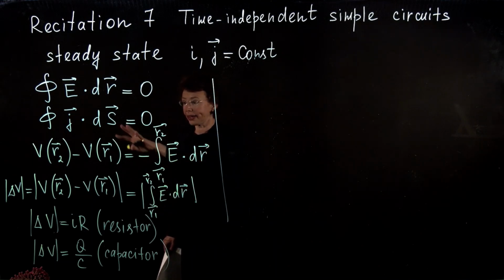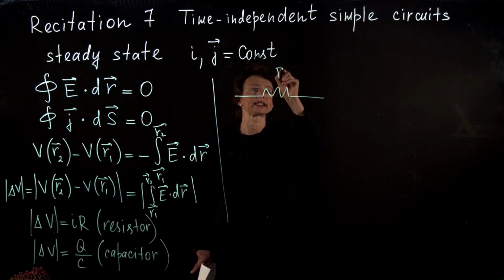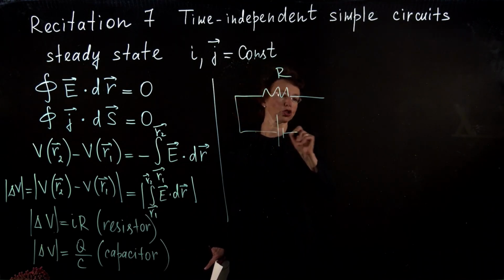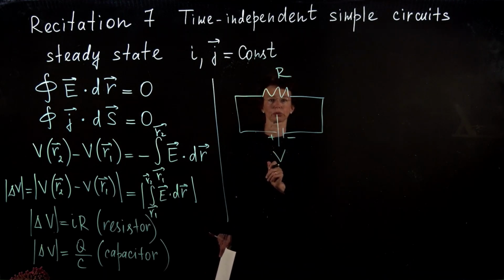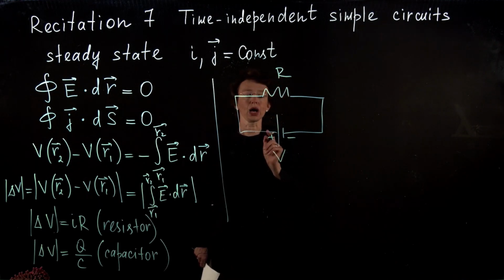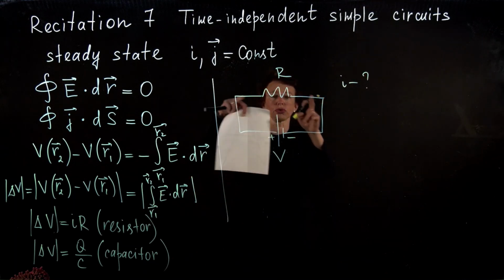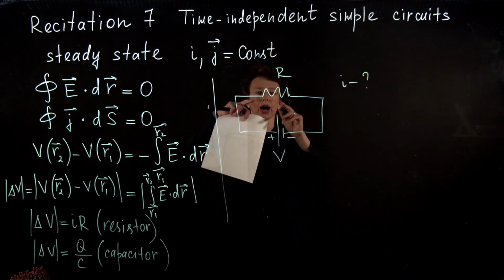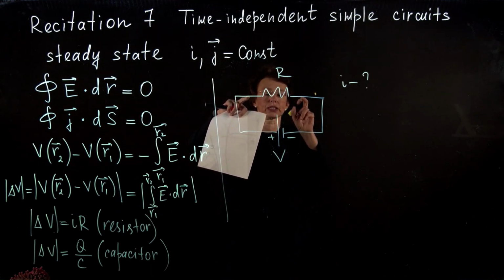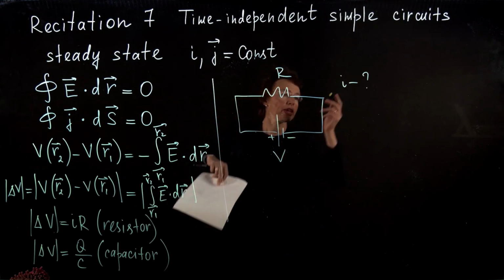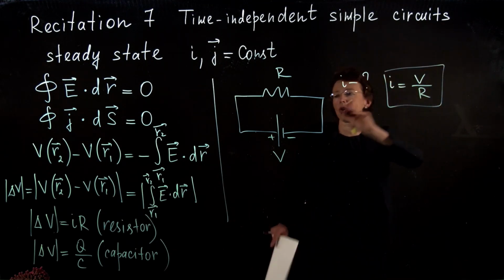Now let's apply these formulas to the simplest situation possible. I have a resistor, resistance R, and I connect this resistor to a battery with voltage V. This is the positive terminal and this is the negative terminal of the battery. What do I want to find? I want to find the current in this circuit. Well, we know what the current is. Those are ideal wires. So the change of voltage across this resistor is V, it is given, then the current I will be just V over R. We know this. Ohm's law, simple situation.